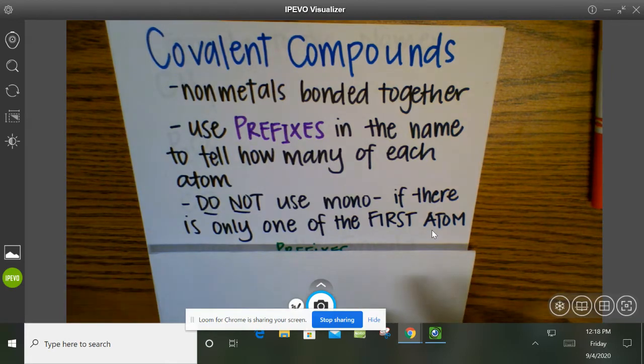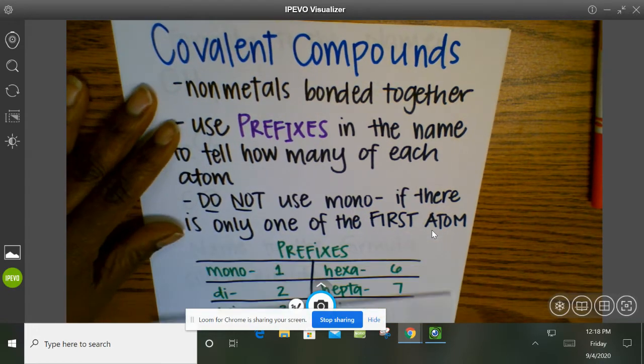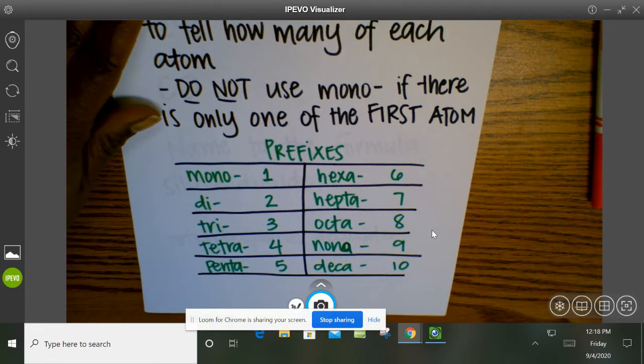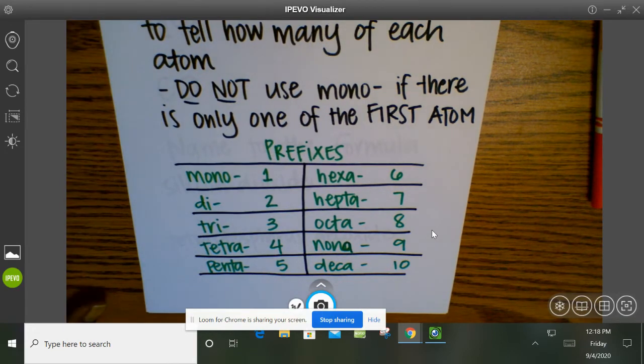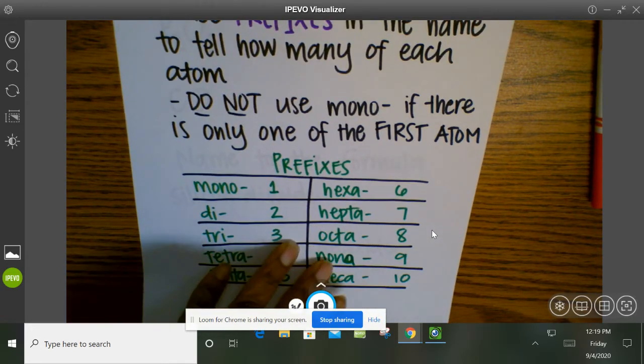But before getting to examples, I want to go over the prefixes with you guys. There are 10 prefixes that you will see, and here they are: mono, di, tri, tetra, penta, hexa, hepta, octa, nona, and deca. So let's look at some examples.